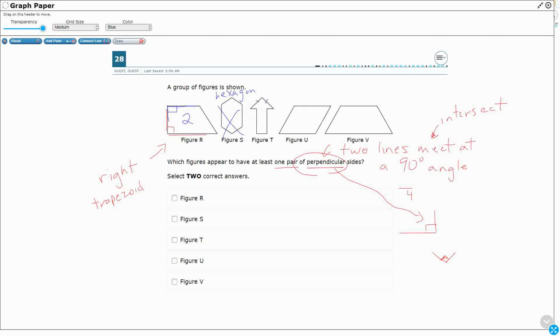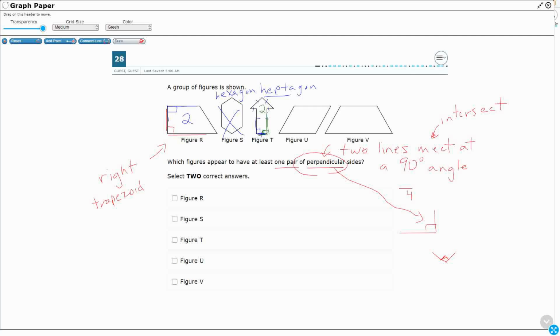Figure T, well, it's an arrow, but how many sides does it have? 1, 2, 3, 4, 5, 6, 7. All right, so it's a seven-sided shape. It's a heptagon. We don't learn that very often. Hepta is our prefix for 7. Does it have any right angles? Well, take a look at right here. I've got one right there, which means these two sides are perpendicular. And then I've got another right angle right there, which means these two sides are perpendicular. So I've got two right there. So I'm good with figure T. I'm good with figure R.